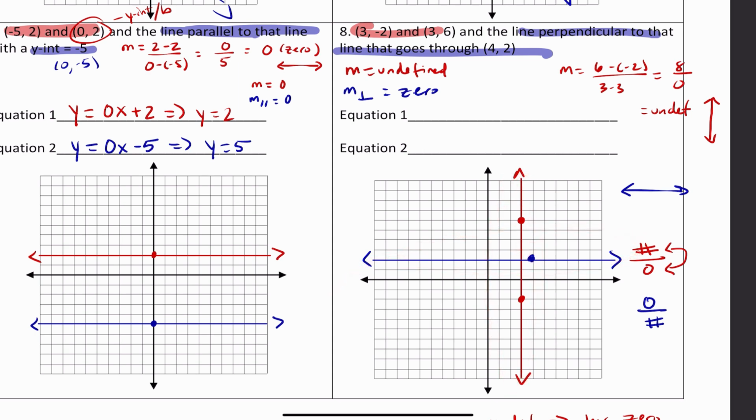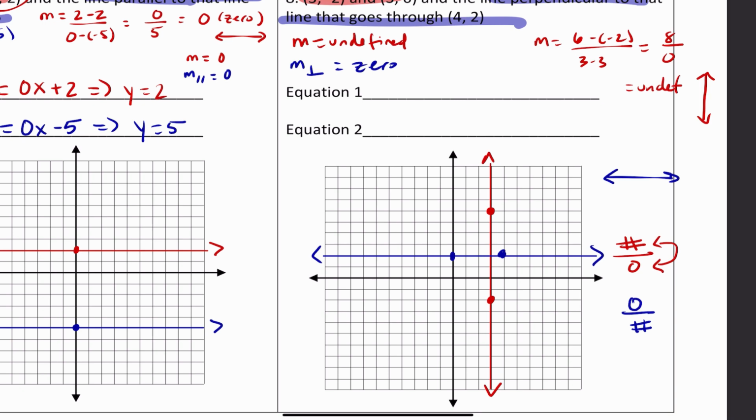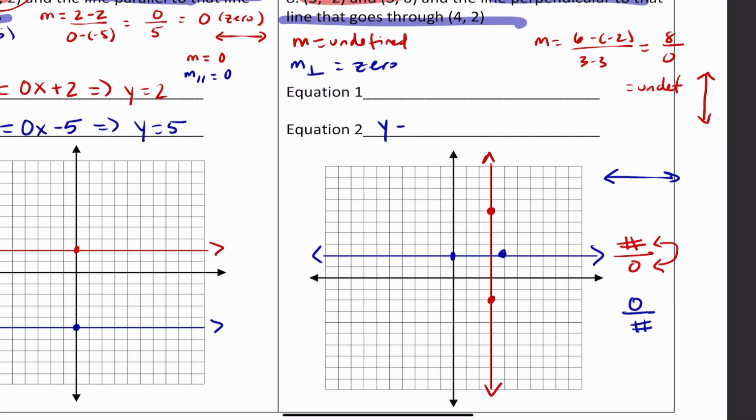Now the question is, well, what are the equations? That's a really good question. So we can figure out this one right here. This is a 0 slope. And if I can figure out what the y-intercept of this thing is, well, it's 0 comma 2, right? So this is my y-intercept. And this is equation 2, by the way, because everything we write for equation 2 is always in blue. So that is y equals 0 slope, so 0x plus 2, which is really y equals 2.